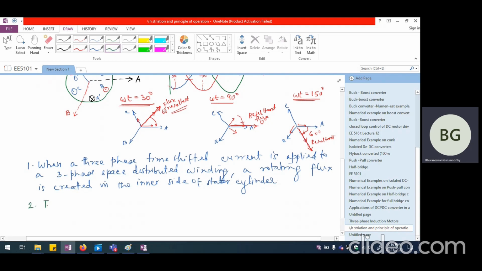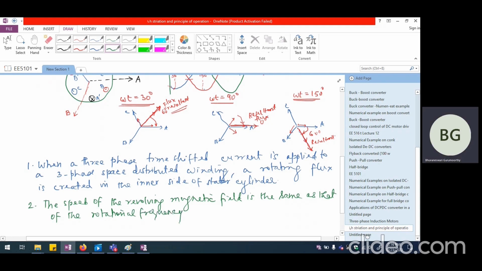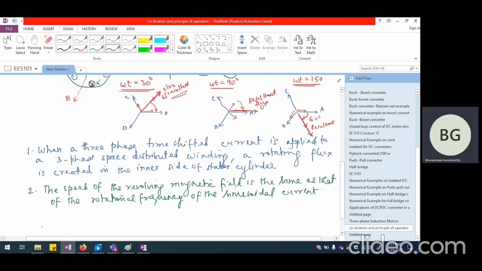And the speed of the revolving magnetic field is the same as that of the rotational frequency of the sinusoidal current applied to the stator circuit.